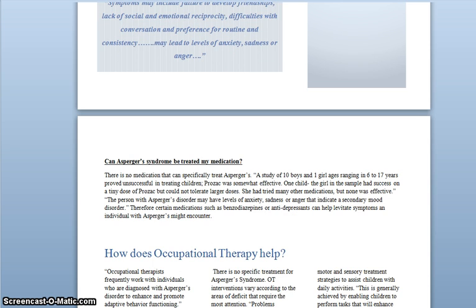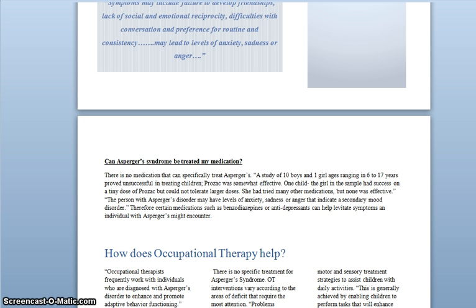So, can Asperger's syndrome be treated? There's no specific medication that can treat Asperger's. There is medication that could help with the different symptoms that Asperger's may have. The person with Asperger's disorder may have levels of anxiety, sadness, or anger that indicate a secondary mood disorder. Therefore, certain medications such as benzodiazepines or antidepressants can help alleviate symptoms that an individual with Asperger's may encounter.